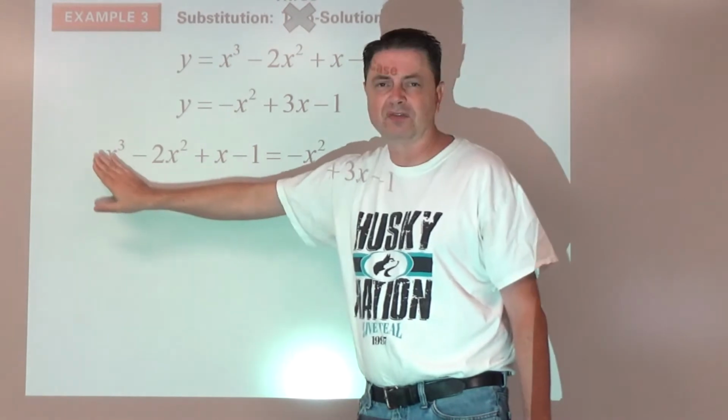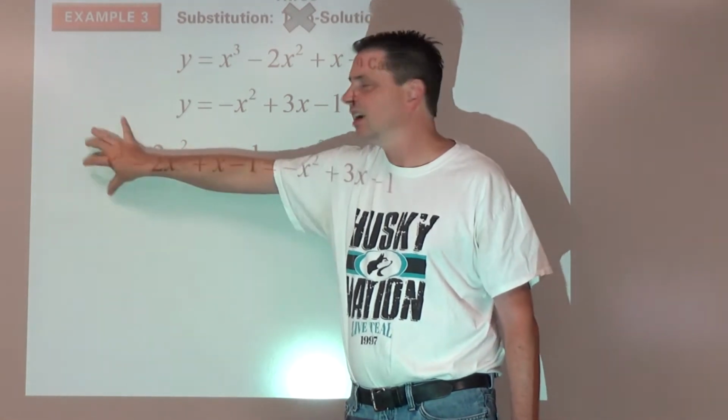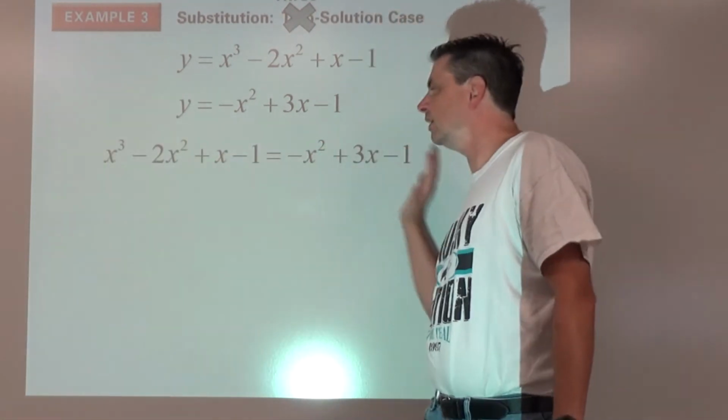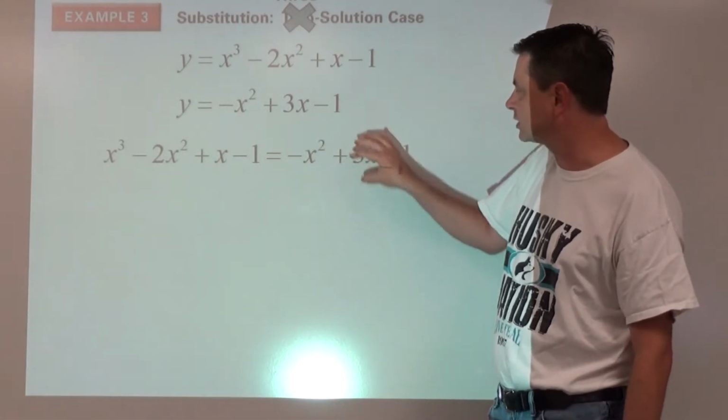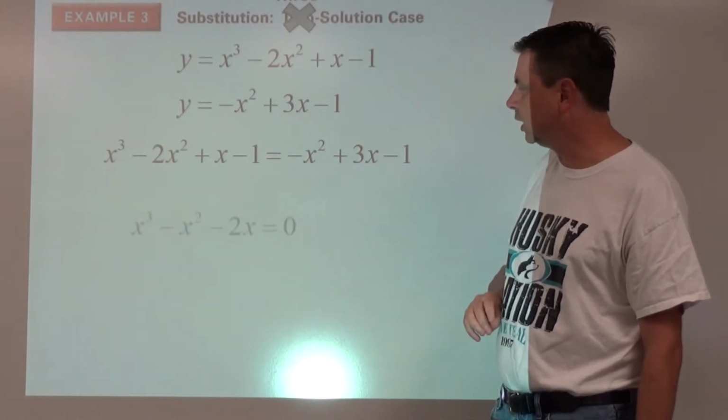Since the leading coefficient over here, being x cubed, is positive, let's keep this here. Let's move everything to the left. Set the right side to be 0. So add an x squared, subtract a 3x, add a 1.